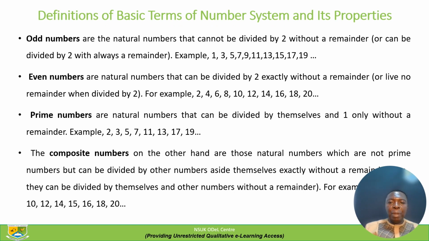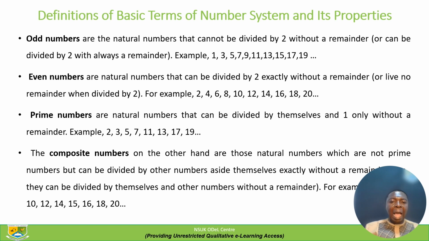Definitions of basic numbers and their properties continue. So let's look at what odd numbers are. Odd numbers are the natural numbers that cannot be divided by 2 without a remainder, or can be divided by 2 with always a remainder. For example, we have 1, 3, 5, 7, 9, etc. These are odd numbers. Even numbers are natural numbers that can be divided by 2 exactly without a remainder, or they leave no remainder when divided by 2. So for example, we have 2, 4, 6, 8, 10, 12, etc.